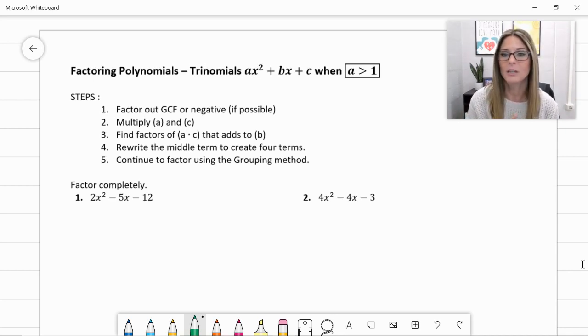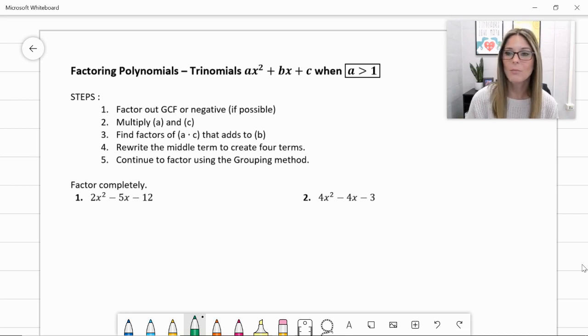And the first type we're going to look at is when our leading coefficient, that a value, is greater than 1. It's 2, it's 5, it's 17, or maybe it's negative. But if it is negative, that's where we're looking to hopefully pull out a GCF. At the very beginning, look at that step number 1, factor out a GCF or a negative if possible. We do want our leading coefficient to be positive, and if we can pull out a GCF out of everything, that'll help make our trinomial smaller and help us work through it to factor it.